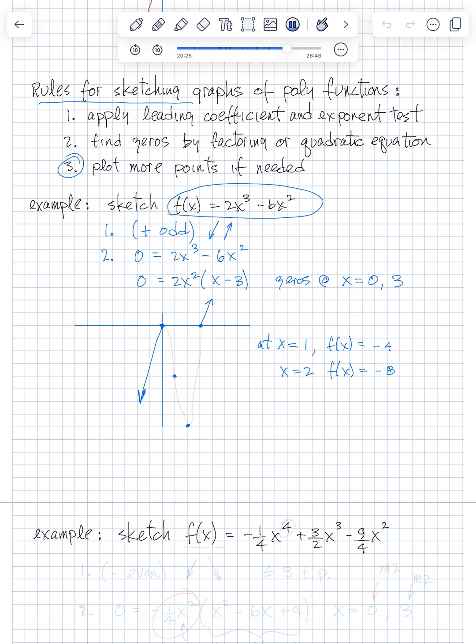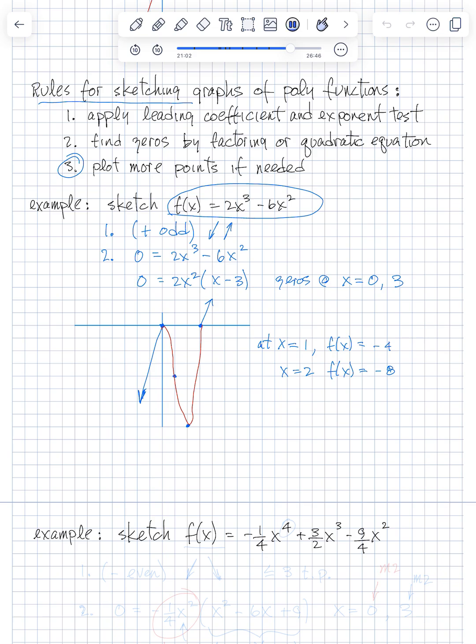So let's look at how many turning points we can have. Well, it's going to be less than or equal to 2 turning points. So we can probably guess that it's going to do something in between here. I'm going to say it's going to do this, come down, and it doesn't look very pretty, but you kind of get the idea of what it looks like in between the zeros.